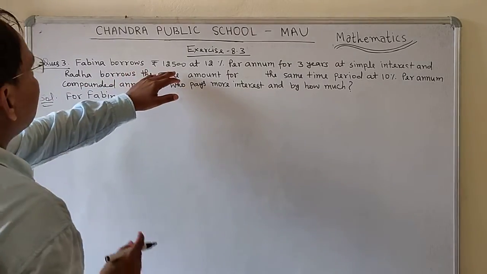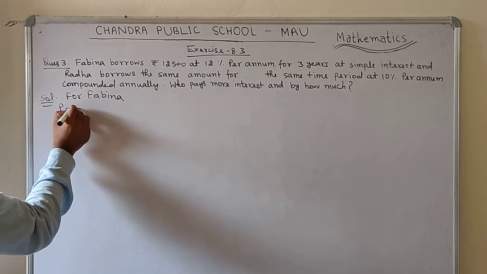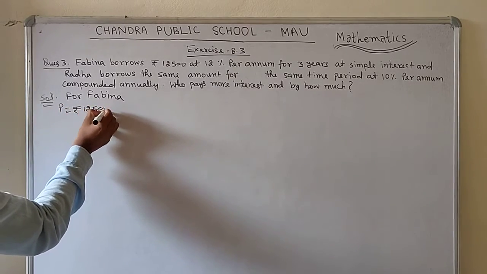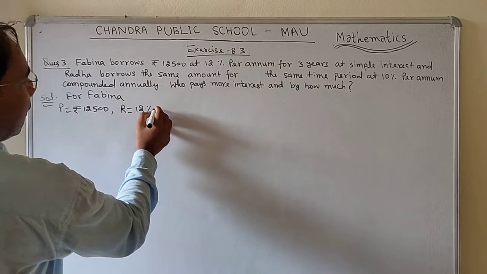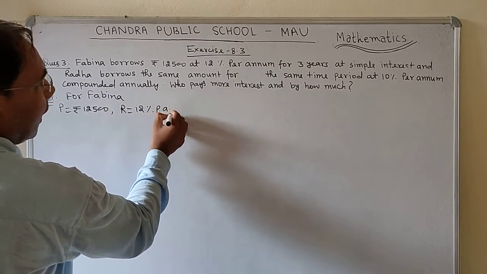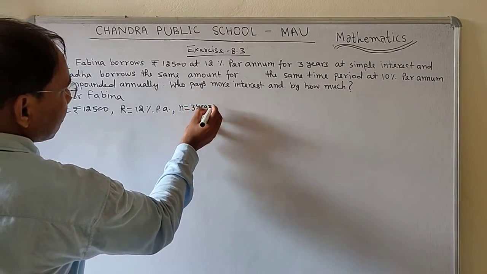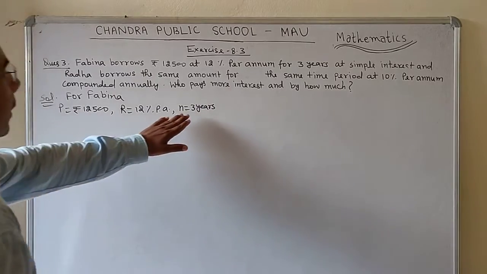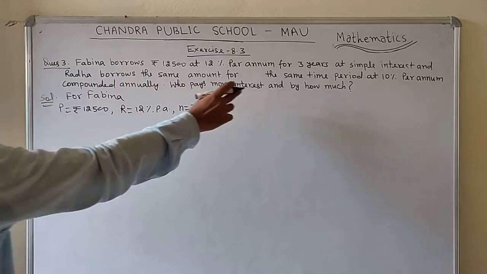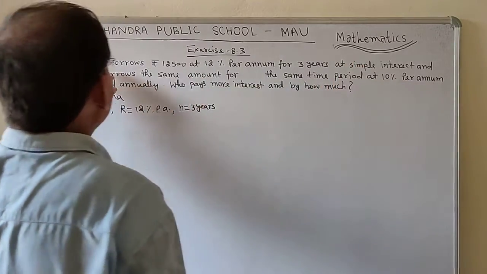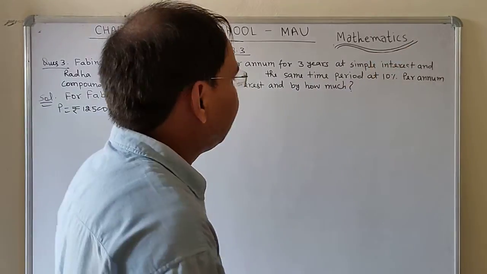Fabina is going to borrow rupees 12,500. It means for Fabina P equal to rupees 12,500, rate R equal to 12% per annum and time N equal to 3 years. So these things are given here in the question. Now you need to find simple interest, the reason being that Fabina is going to pay simple interest. So here you will apply the formula for simple interest.